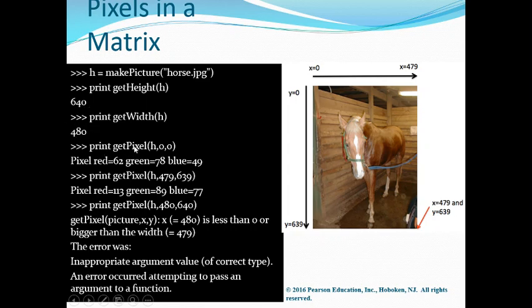What if we wanted to print the pixel at 0, 0 in the horse picture? We could actually get the pixel, and it's saying that right in the very corner is 627849, and we can similarly work with that. But if we wanted to get 480 and 640, we're only going from 0 to 479 and 0 to 639. So 480 and 640 is not a valid spot. So we get this error, an inappropriate argument: the 480 is greater than the width of 479.